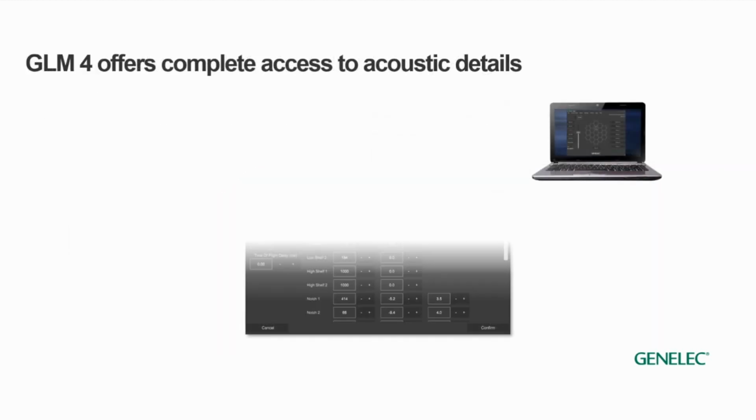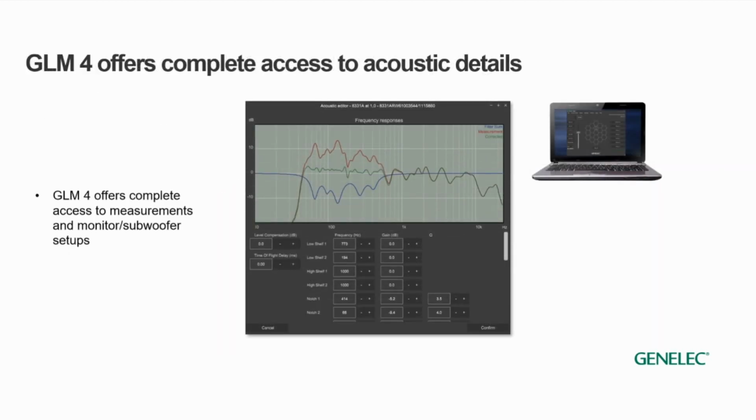GLM4 with the GLM kit is the perfect all-in-one system for calibrating your loudspeakers. You can calibrate any size of monitoring system, from mono and stereo to over 80 monitors and subwoofers in one room. And it's fully automatic, so it's a very easy process.